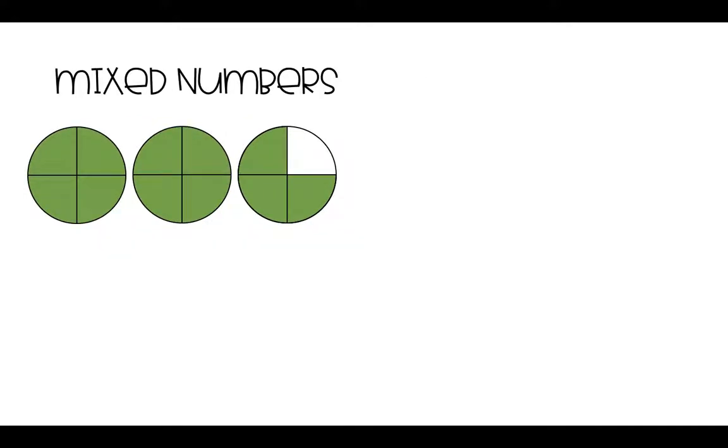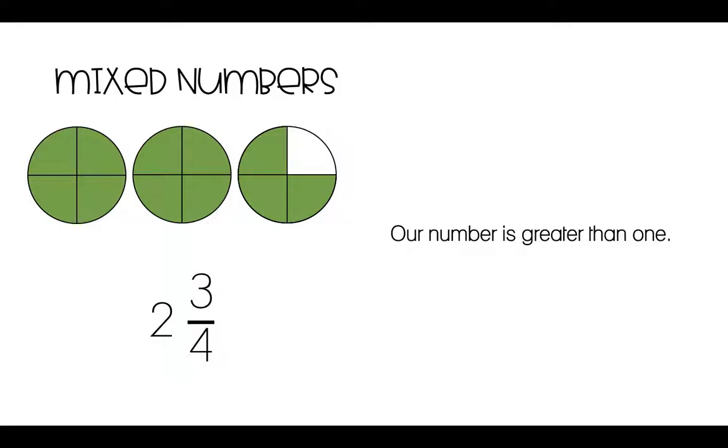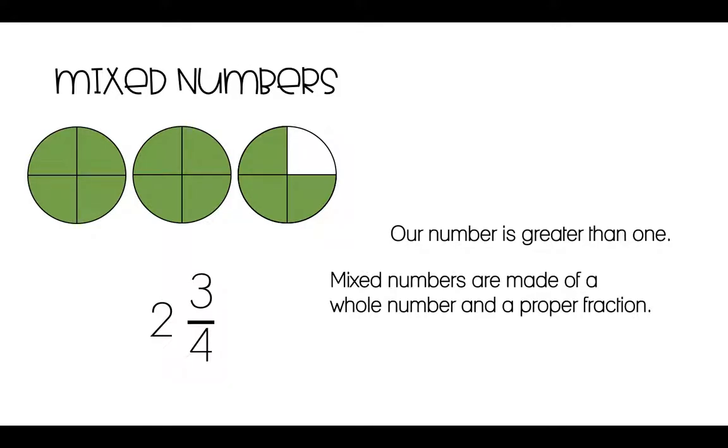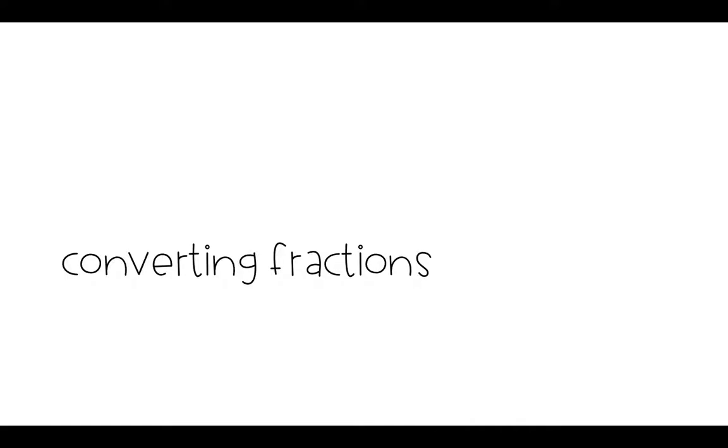So mixed numbers are when we have a whole and a fraction. So in this case we have 2 whole cakes and 3/4 of a cake. This is for numbers greater than 1, and mixed numbers are partly made of whole numbers and a proper fraction. Now it's really important that the fraction part of this is a proper fraction. If it's an improper fraction, it's not in its simplest form. So now what we're going to do is look at converting between these types of fractions, improper fractions and mixed numbers.